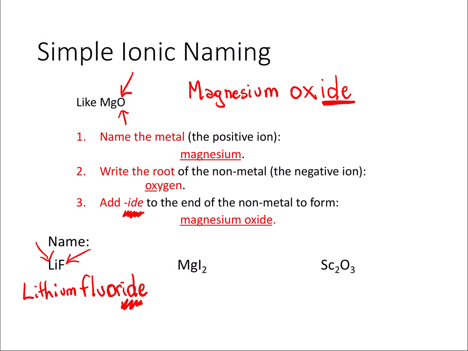Now, previously we saw that magnesium only has one oxidation state, and I'll give you a hint, iodine only has one as well. Take a look at iodine. It's in the halogens, the 17th group, and they're all -1. So you say magnesium.